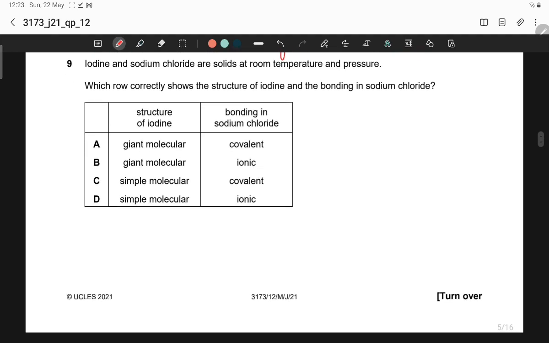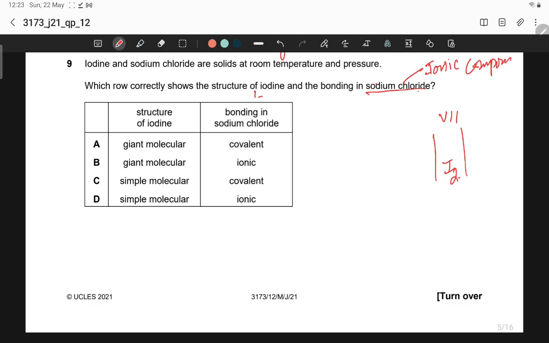B option is correct. Iodine and sodium chloride are solids at room temperature and pressure. Which row correctly shows the structure of iodine and the bonding in sodium chloride? Iodine is a non-metal in group 7, and sodium is in group 1. Iodine exists as a diatomic molecule. Sodium is a metal and chlorine is a non-metal, so when a metal and a non-metal react, ionic compounds are formed.